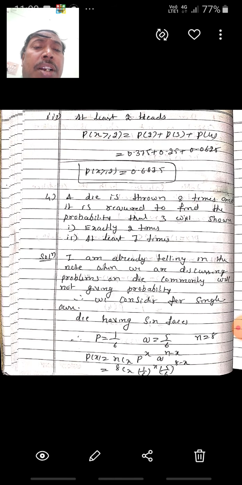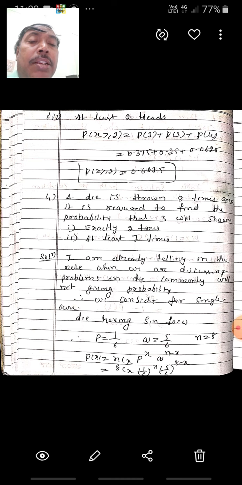At least 2 heads here. What is the meaning of at least 2 heads? Probability x greater than or equal to 2. At least means minimum 2 or above 2. Okay, probability x greater than or equal to 2 is P of 2 plus P of 3 plus P of 4. You know from the table, P of 2 is 0.375, P of 3 is 0.25 and P of 4 is 0.0625. Now adding all 3, you get 0.6875.